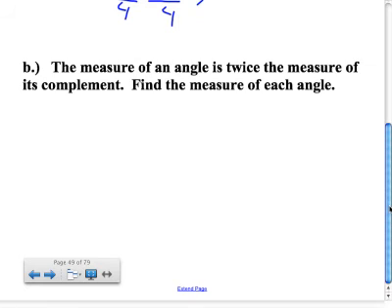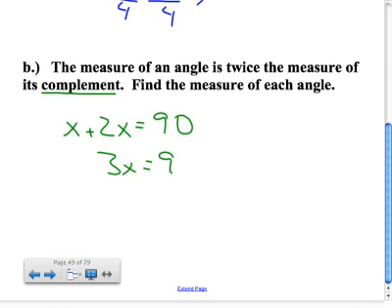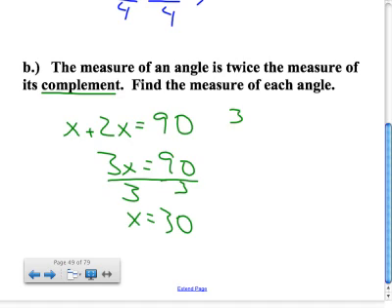In part B here, the measure of an angle is twice the measure of its complement. Complement, keyword, 90 degrees. So I know I have one angle, and the other one is 2 times bigger than that one, and I know that they're complementary. 3x is 90. Divide both sides by 3. x equals 30. So one angle is 30 degrees, the other angle is 60 degrees. So you're using these angle relationships to set up algebraic equations and solve is what we're doing.